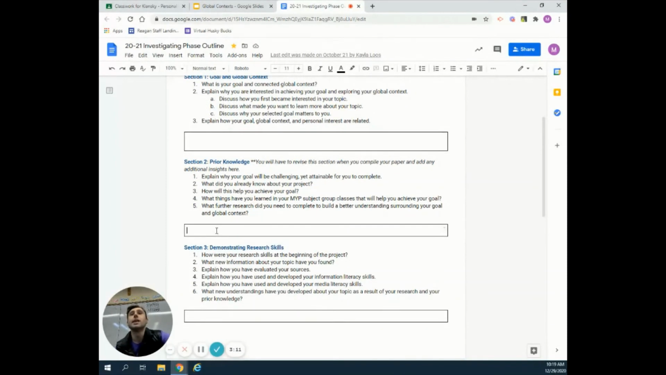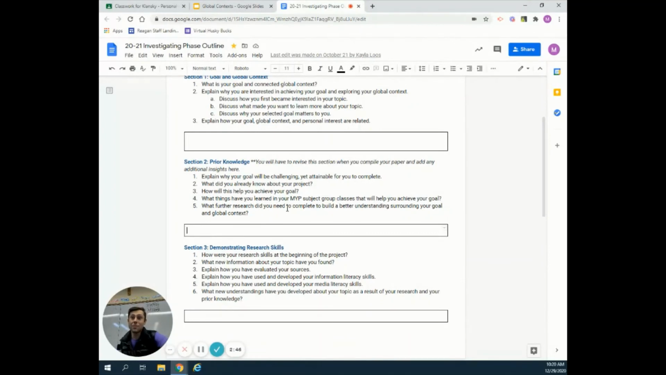All right? Moving on. Section 2, prior knowledge. This one's also pretty easy. You don't have to do any research for this. You don't have to do anything fancy. Just talk about what you already know about it. All right? So talk about what you know, all right? Specifically, if you've learned anything in your previous MYP classes, so your 9th grade and 10th grade classes, then write about that as well, all right?